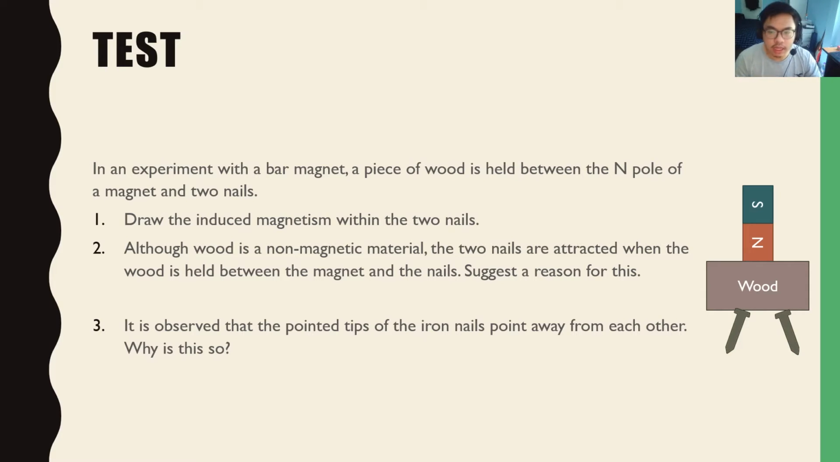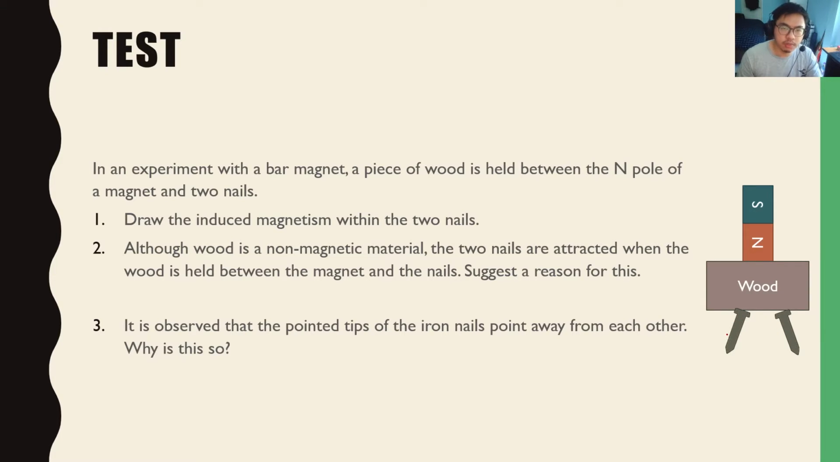All right, so let's answer a couple of questions just to help you understand what is induced magnetism. So this is the sort of question you will encounter when you do your O-level exam. So the question reads, in an experiment with a bar magnet, a piece of wood is held between the north pole of a magnet and two iron nails. Draw the induced magnetism within the two nails. So let's write down the poles for the two nails. So remember, the two nails are close to the magnet. They become induced.